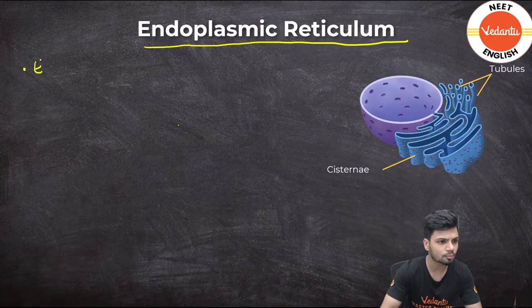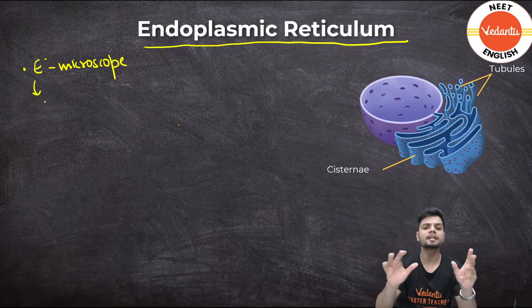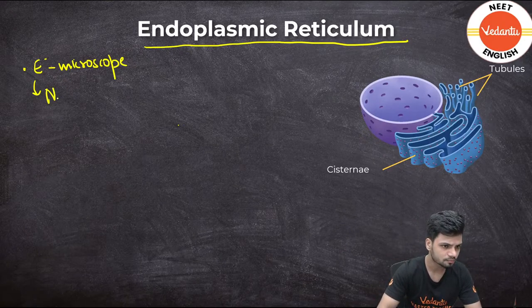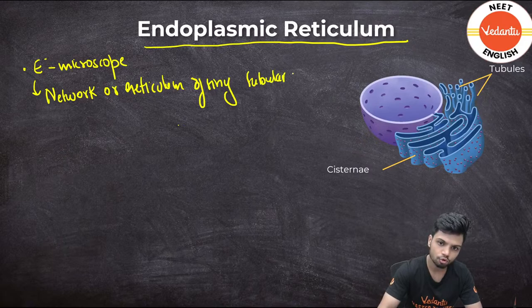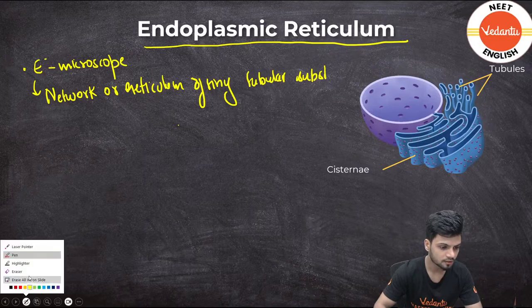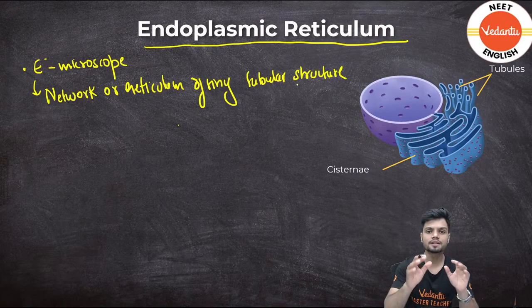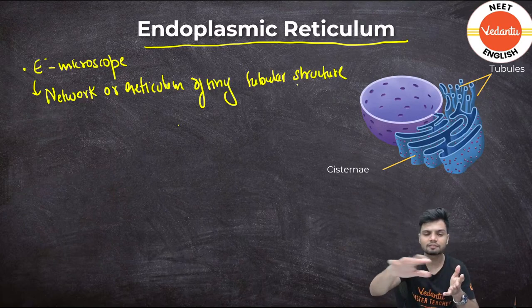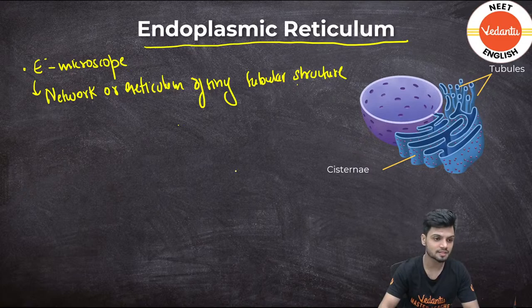Now, if you look under the electron microscope inside the cell, we find a very large network, a reticular structure, a network or reticulum of tiny tubular structures. This network of tiny tubular structures is called the endoplasmic reticulum. So the endoplasmic reticulum is a complete network of tiny tubular structures which is present in the cytoplasm.